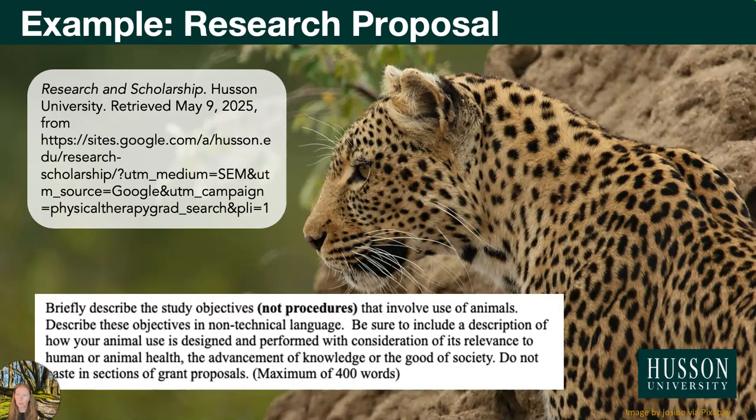How this section might look in a research proposal, for example, is where the objectives are described rather than the procedures. So here you can see an example taken directly from the Husson University form for IACUC, and this is what is asked as far as giving that defense and justifying the relevance of the project. Here you can see the consideration of the work's relevance to human or animal health, the advancement of knowledge, or the good of society. So again, the focus really is looking at how can we frame the work that you're doing and support the relevance of that.